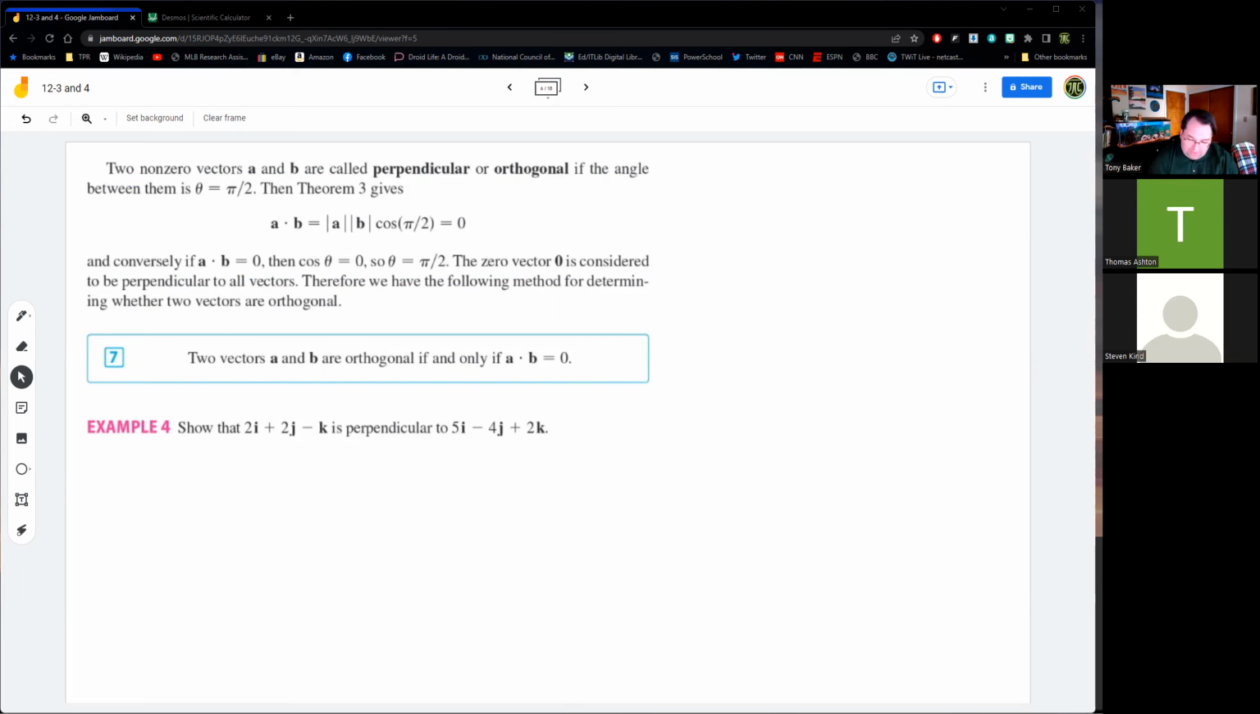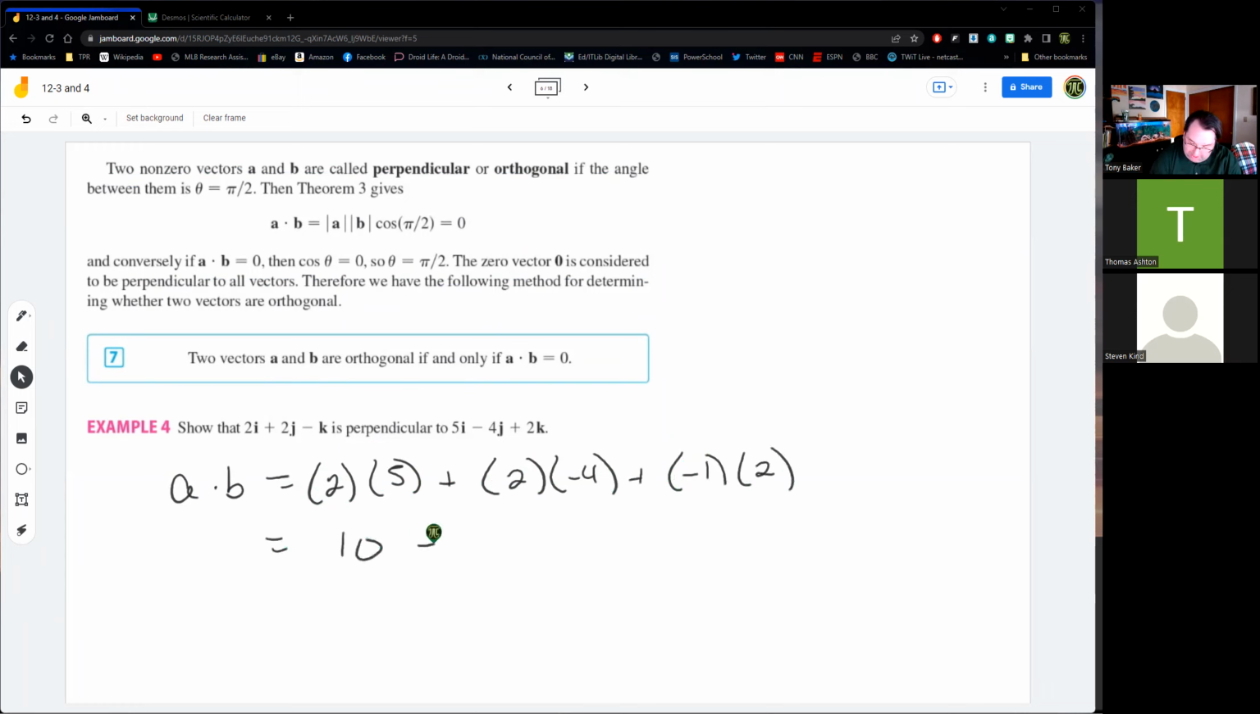So they want us to show that these two vectors are perpendicular. So we can take them and find my dot product. So I've got 2 times 5 plus 2 times -4 plus -1 times 2. So I've got 10 minus 8 minus 2, which is 0. So since my dot product is 0, they're perpendicular.